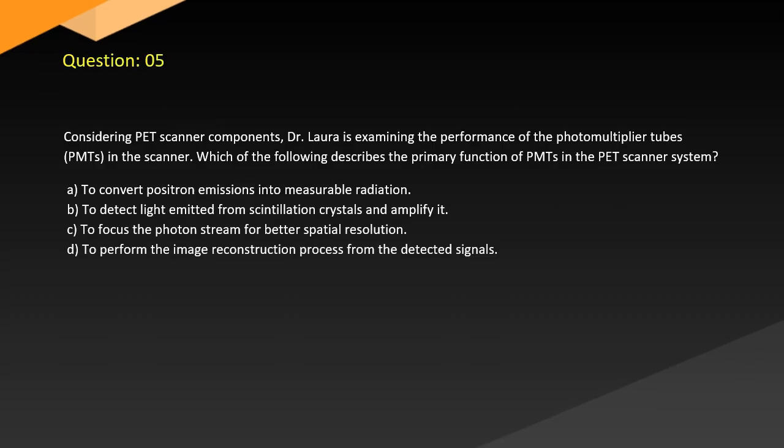Question 5. Considering PET scanner components, Octolora is examining the performance of the photomultiplier tubes, PMTs, in the scanner. Which of the following describes the primary function of PMTs in the PET scanner system? A. To convert positron emissions into measurable radiation. B. To detect light emitted from scintillation crystals and amplify it. C. To focus the photon stream for better spatial resolution. D. To perform the image reconstruction process from the detected signals.